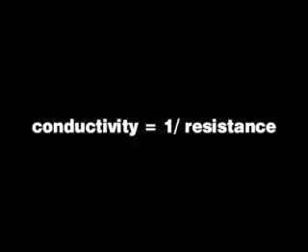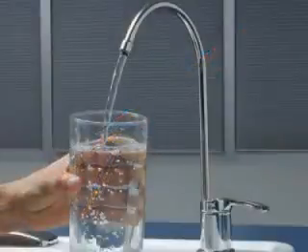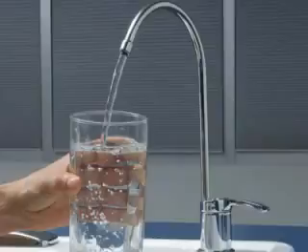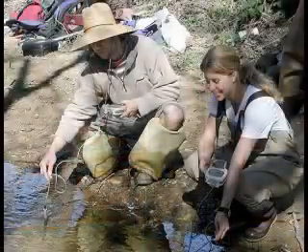The inverse of resistance is called conductivity. As the resistance of something goes up, the conductivity goes down. Sometimes it is more convenient to talk about conductivity of something. A wire should have high conductivity and low resistance. Pure water has high resistance and low conductivity. Conductivity measurements are a good way to see if water is pure or polluted.